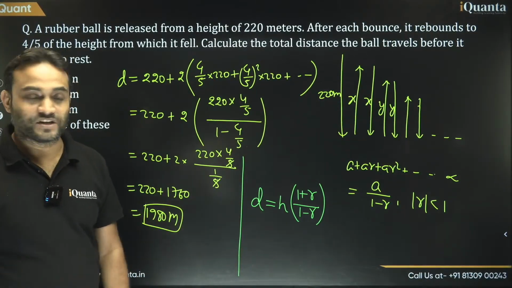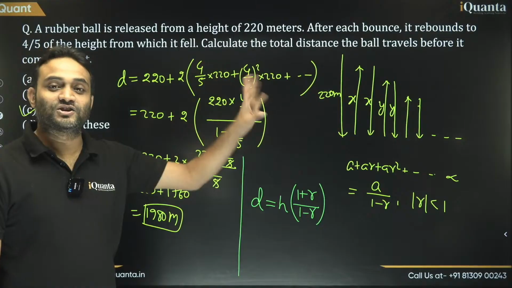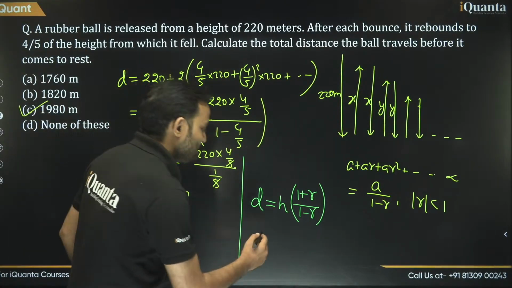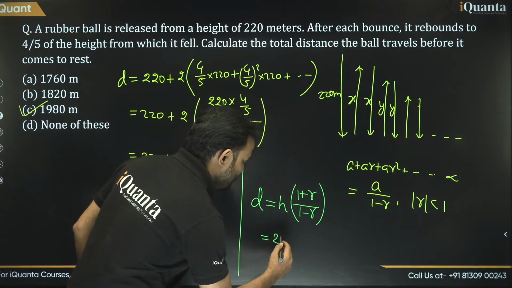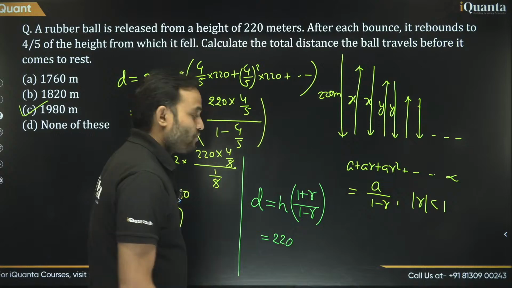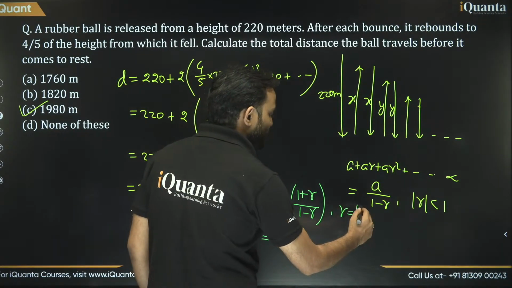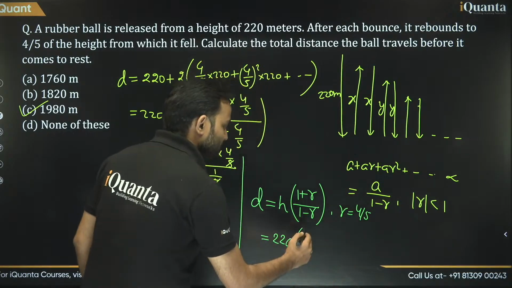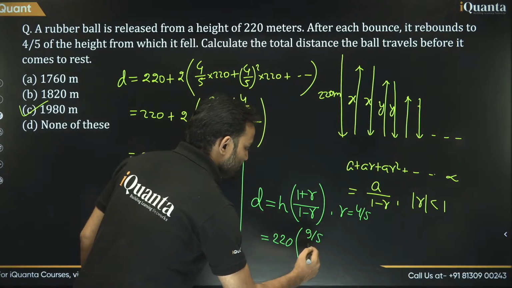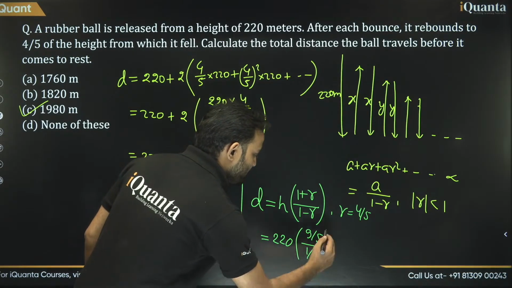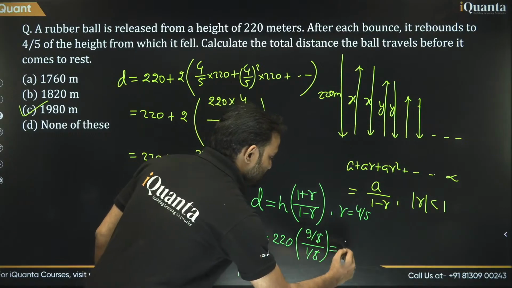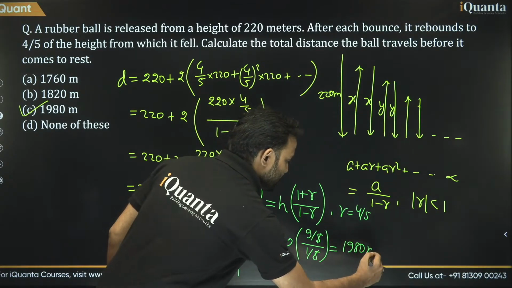अप्लाई करो, देखो ये फॉर्मूला अप्लाई करो, इतना कुछ करने की जरूरत ही नहीं है. Try this. Are you getting the answer? The initial height is 220. 1 plus r. What is r? R is 4/5 here. So this will become 9/5, and this will become 1/5. So 5 cancel out. What are we getting? 980 meters.